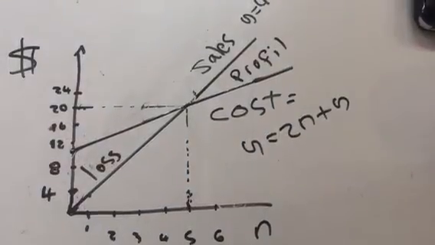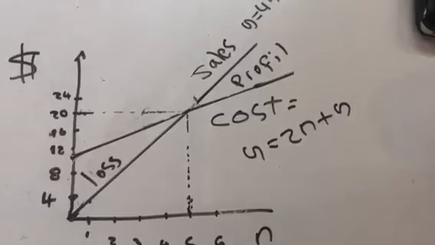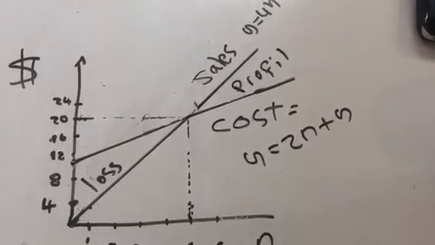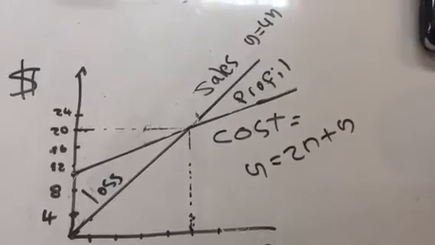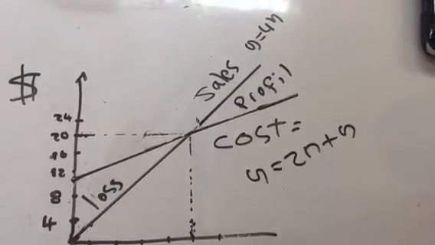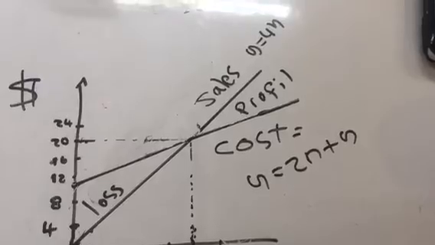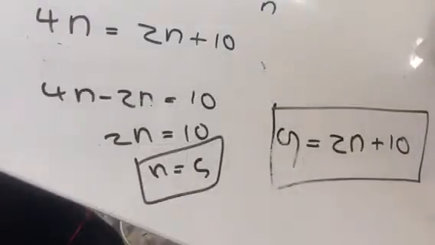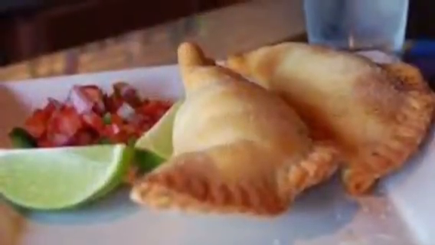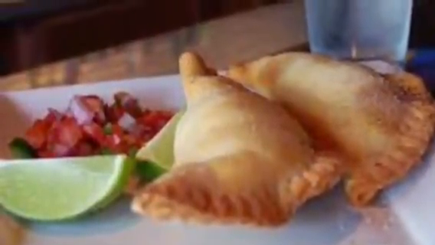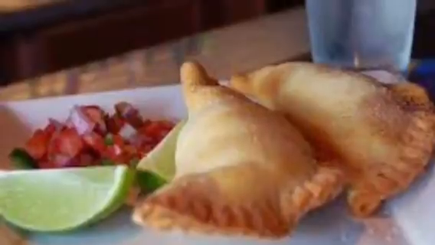Putting this together, we can describe this situation using this graph. The break-even point is 5. The equation is 4n equals 2n plus 10. 4n minus 2n equals 10. 2n equals 10. n equals 5. If she sells fewer than 5 empanadas, she will lose money. But if she sells more than 5, she will get a profit.